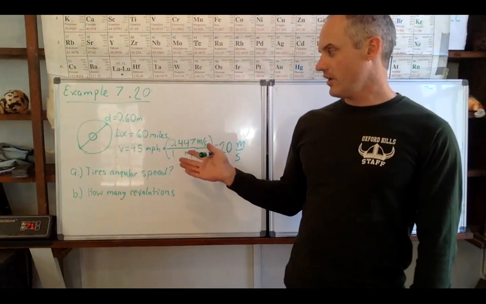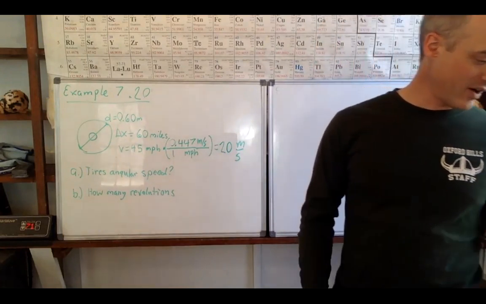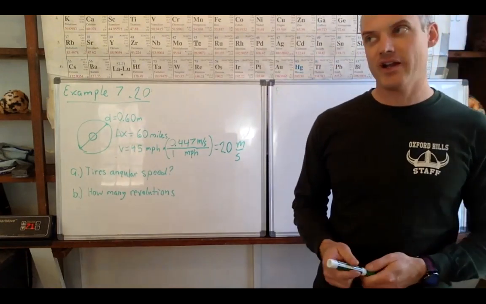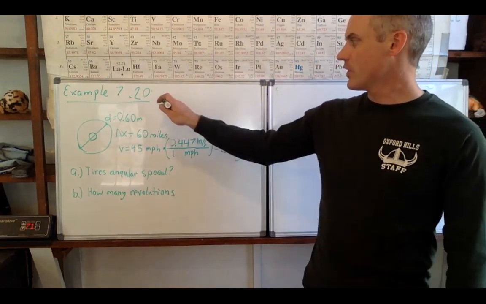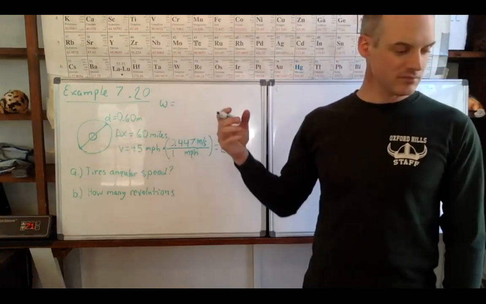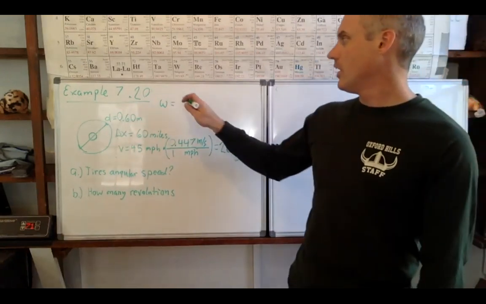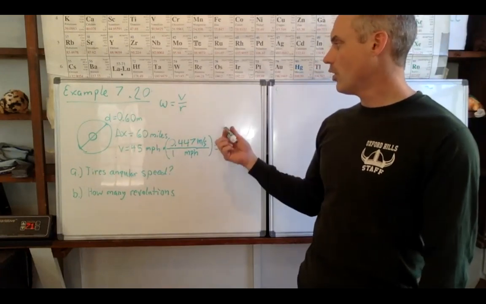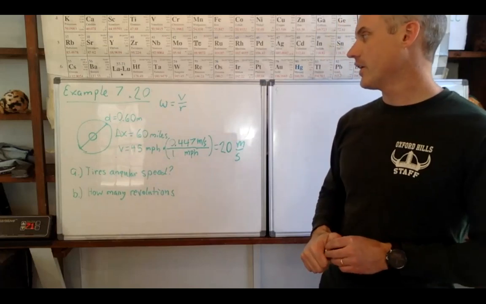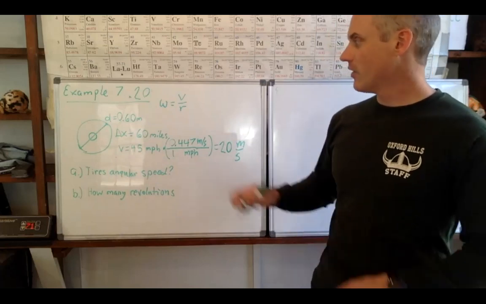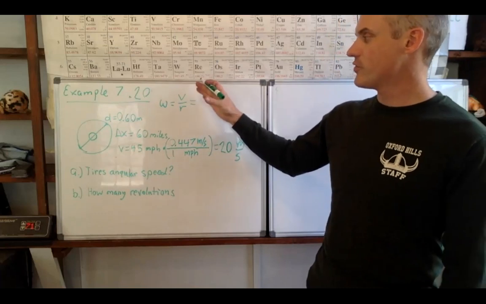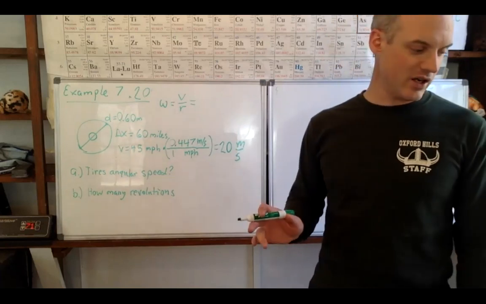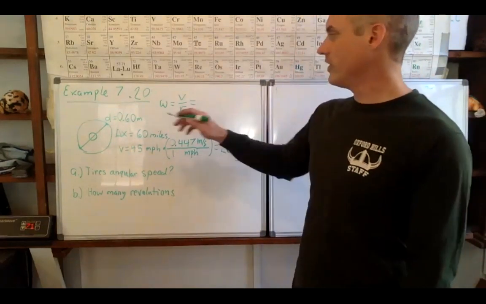So let's see what we're doing as far as your angular speed. What is your angular speed going to be then? If you remember from our equation before, it's going to be your V over your R. Our angular velocity is a relationship between the velocity you're going and the radius of your circle. In this case, it's your wheel.